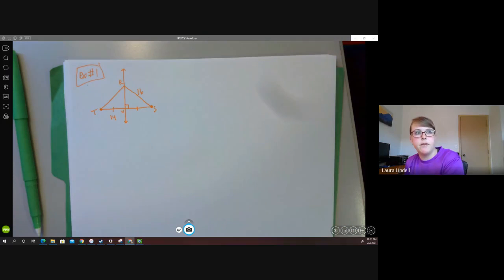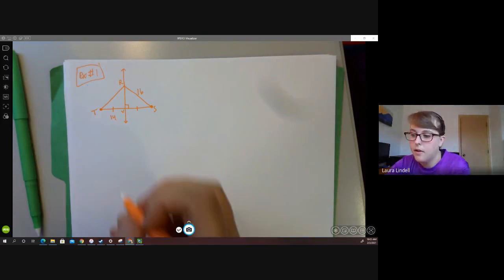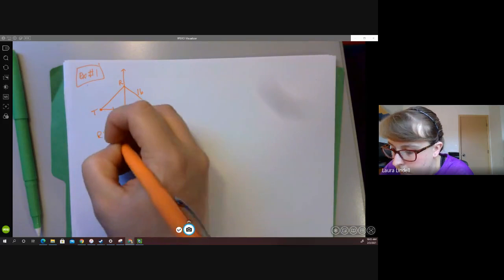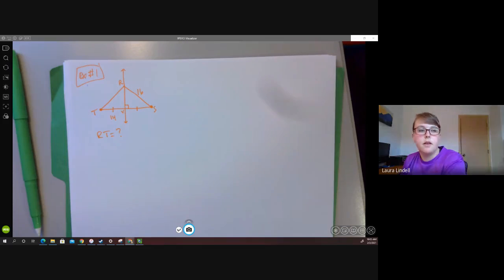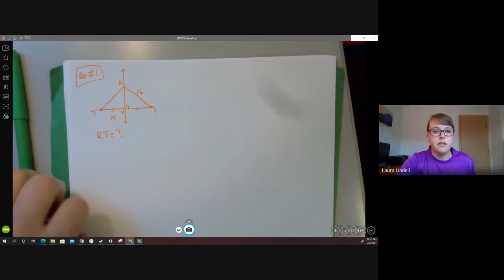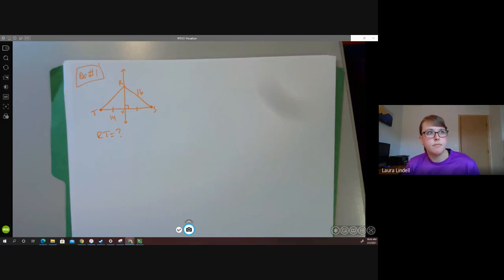So this is what we're given in the picture. And we want to know, what is the length of RT?